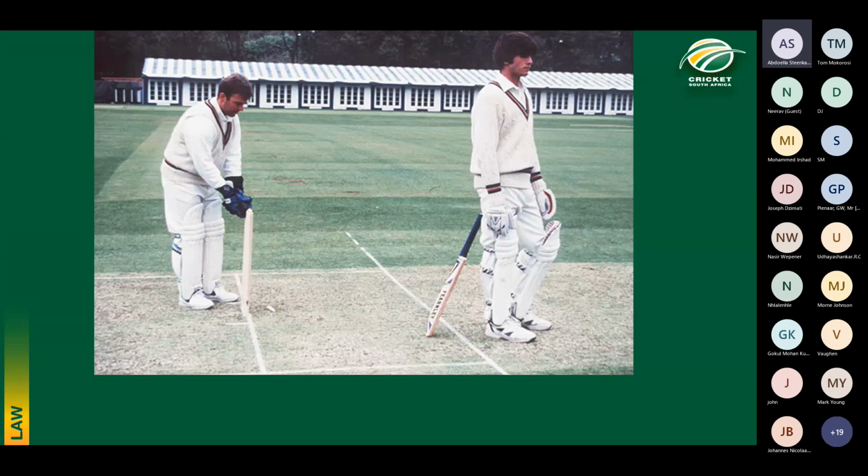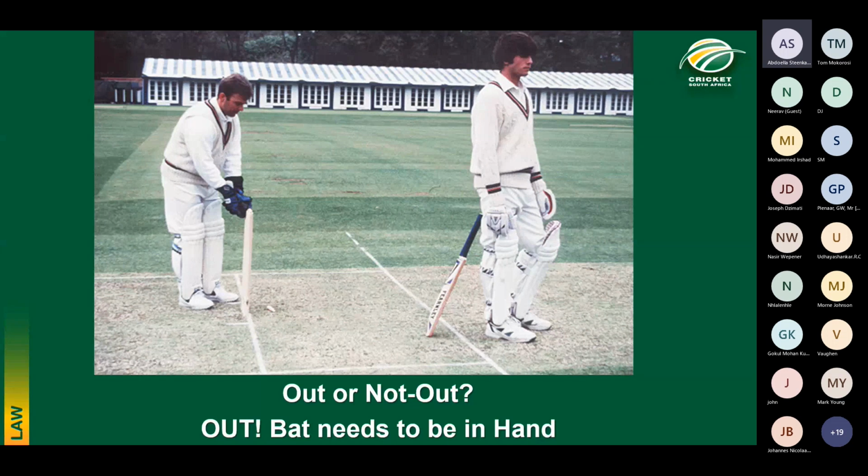So looking at this picture, is this a run out or not? The keeper removes the bails. The batter is standing with the bat resting against his leg, behind the popping crease. Out or not out? This is out, and the law tells us the bat needs to be in the batter's hand. Because the bat is not in his hand, it's not part of his person, hence nothing is behind the popping crease, i.e. batter run out.